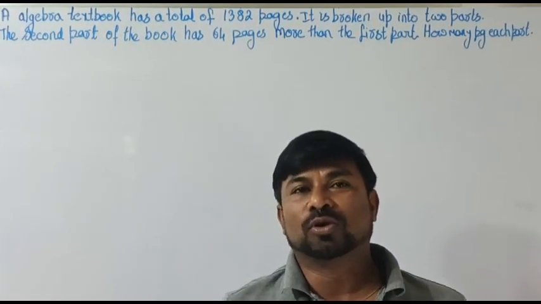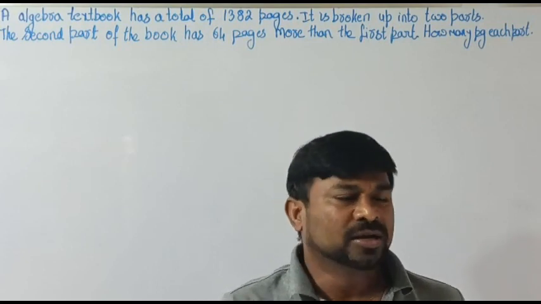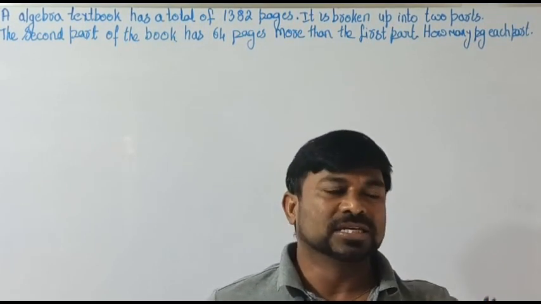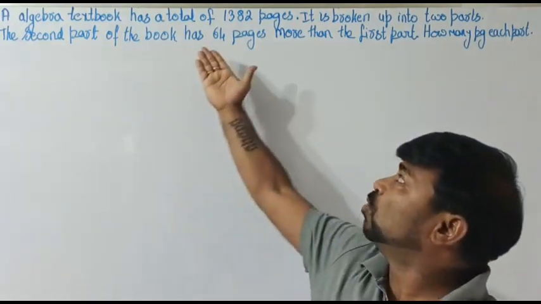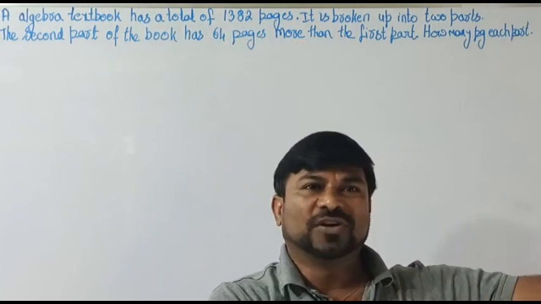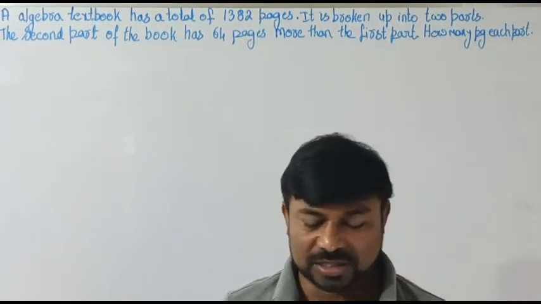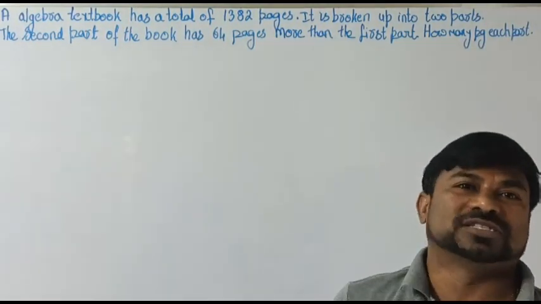So now what we are going to do is tear the book into two parts, the first part and the second part. My concern is the two variables. The total pages are 1382. So how many pages in the first part and how many in the second part, that is the given question for us. Now, as I said earlier, I am going to deal with the question in terms of concepts.